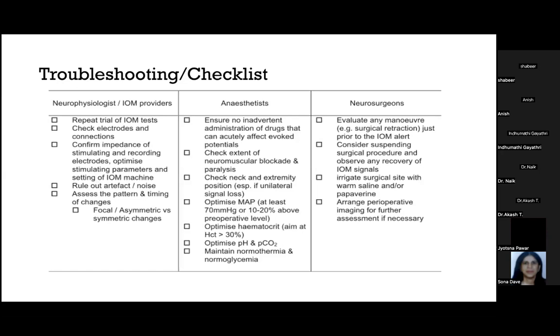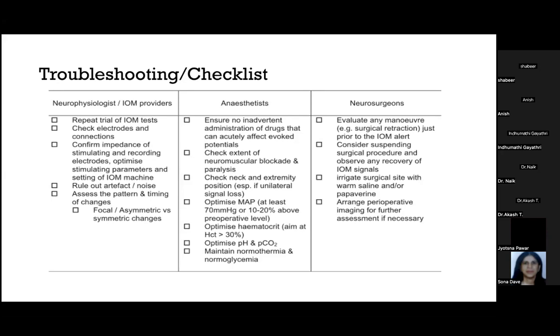If there is a loss of waveform or decrease in amplitude or increase in latency, what are the roles of the neurophysiologists, the anesthetists, and the neurosurgeons? The neurophysiologists can repeat the trial of intraoperative monitoring tests, check the electrodes and connection, confirm the impedance of stimulating and recording electrodes, optimize the stimulating parameters and settings of the machine, rule out any artifact or noise, and assess the pattern and timing of changes.